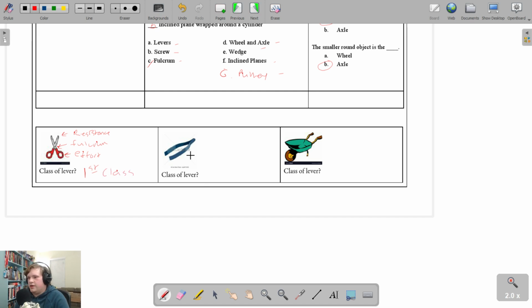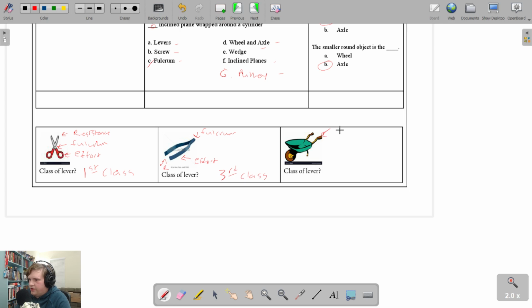Okay, class of lever. Here we have our fulcrum. Here is where the load goes, so that's our resistance. And here is where you use it. You use tweezers, so that is your effort. If your effort is in between your fulcrum and your resistance, it is a third class lever.